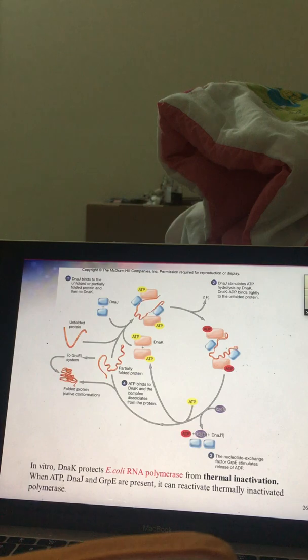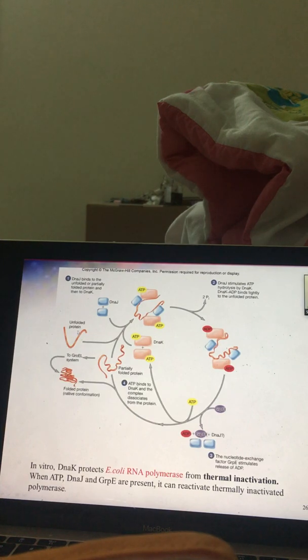Now, there are certain chaperone proteins that will protect this polymerase from a high temperature inactivation. DnaK is one of the proteins that is being shown here. The DnaK protects your E. coli RNA polymerase from thermal inactivation. DnaK, along with maybe DnaJ and GrpE participating and some ATP being used, eventually protects this unfolded protein, which will be partially folded, and then the GroEL system will eventually allow the folded protein in its native conformation.